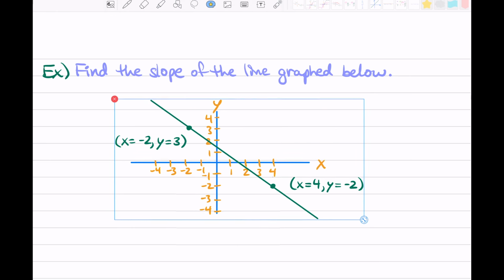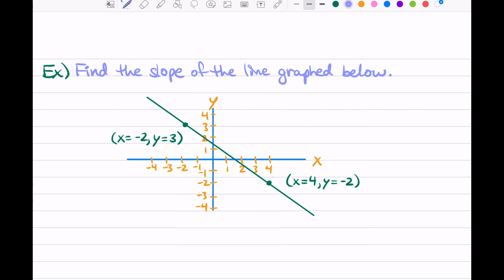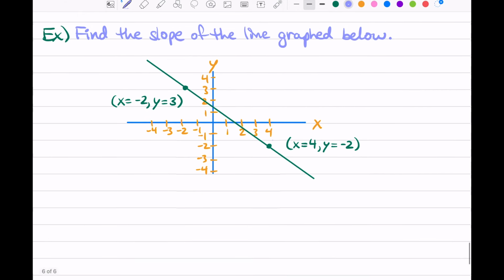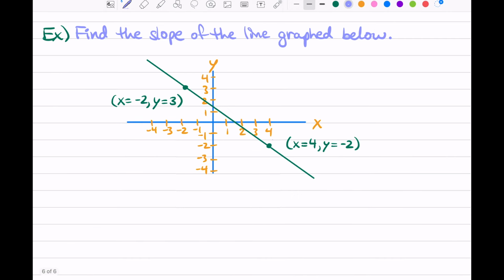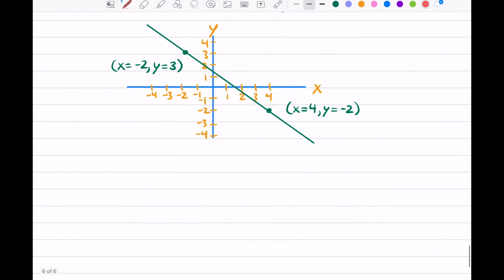So this is our graph. So we want to find the slope of the line graphed below. So again, we have our x-axis, y-axis, we have our little chart, and we drew a line. And so we want to find the slope. So let's start off by writing our definition of a slope. Our slope, m, remember we use m, that variable for slope, is going to be our rise over run.